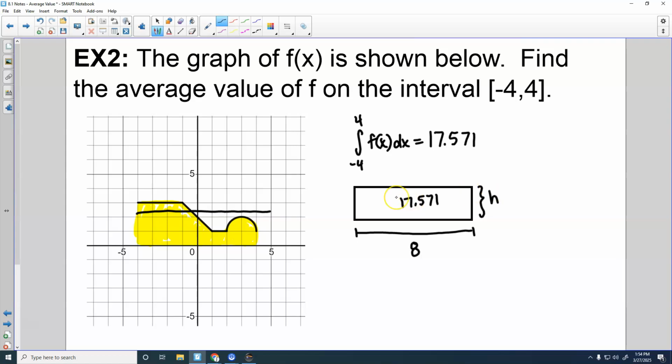So if I take that and divide it by 8, 17.571 divided by 8 gave us 2.196. So 2.196 is that average value. That would be the height of that rectangle that would have the same area under the curve as our graph that we have there. So that is the geometric idea behind average value.